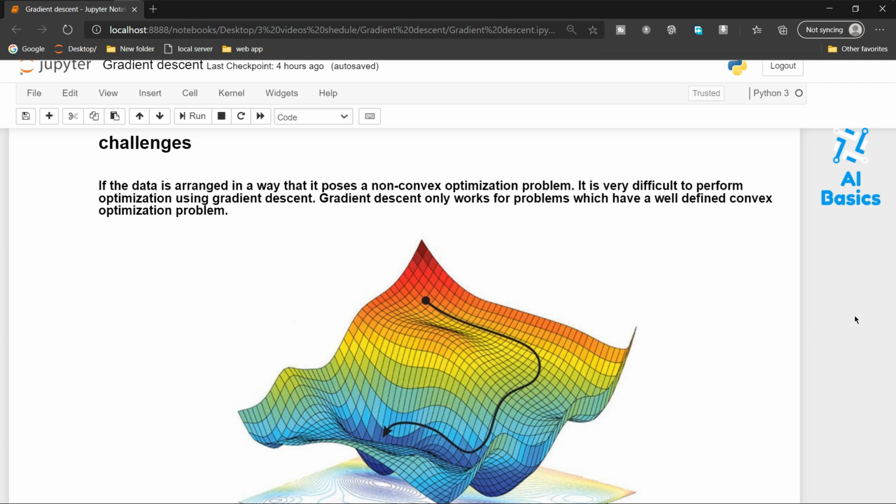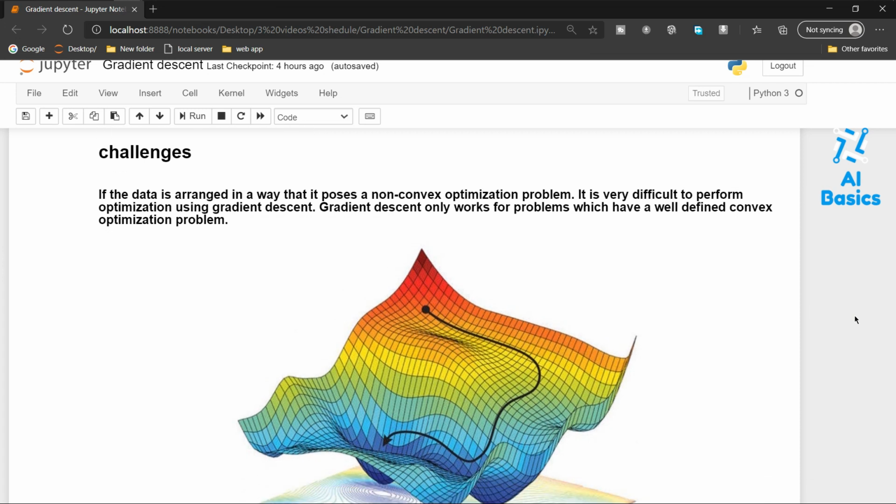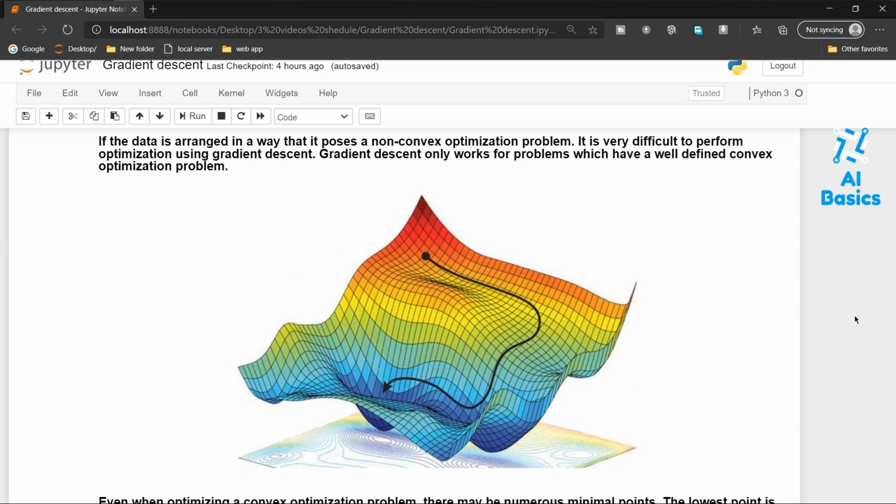So there are some challenges for this method, gradient descent. There are some pitfalls for this method also. I will explain them shortly.